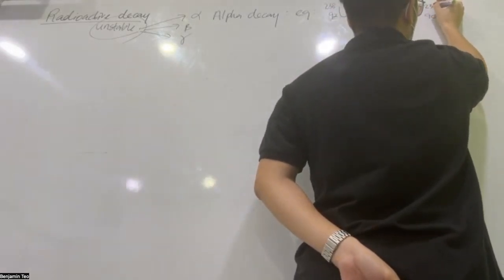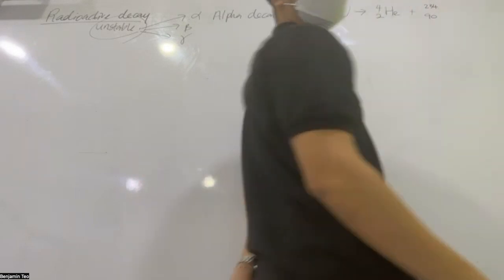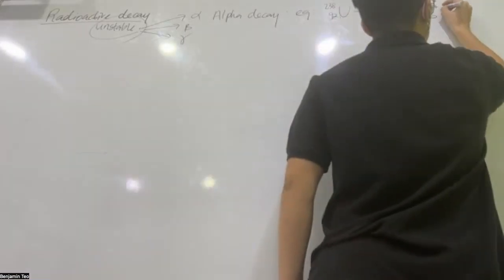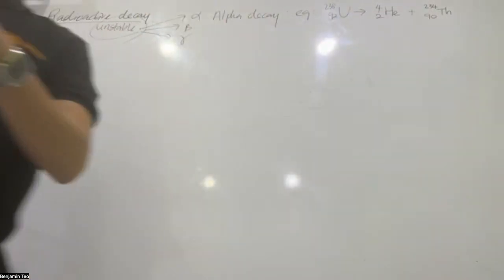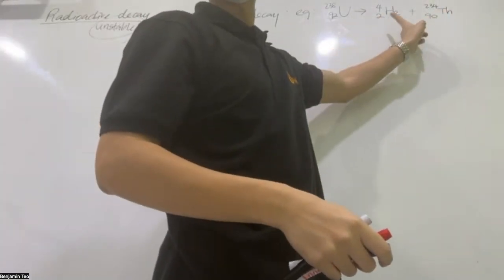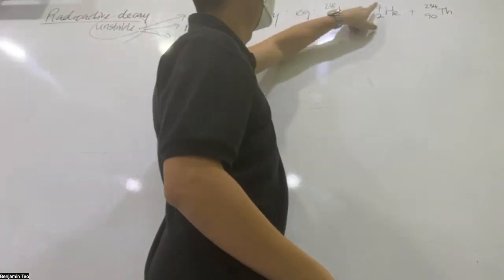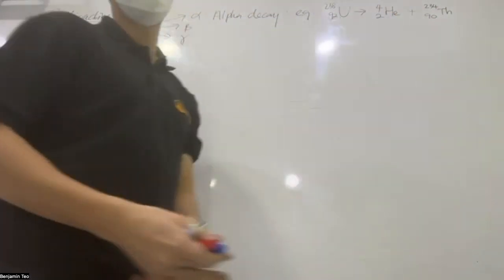So whatever element this is, you are not required to memorize it because it's not in the syllabus. It's actually thorium. You just need to know how to balance the equation, how to write the alpha decay equation and how to balance it. Just make sure the top numbers on both sides are the same, and the bottom numbers on both sides are the same.